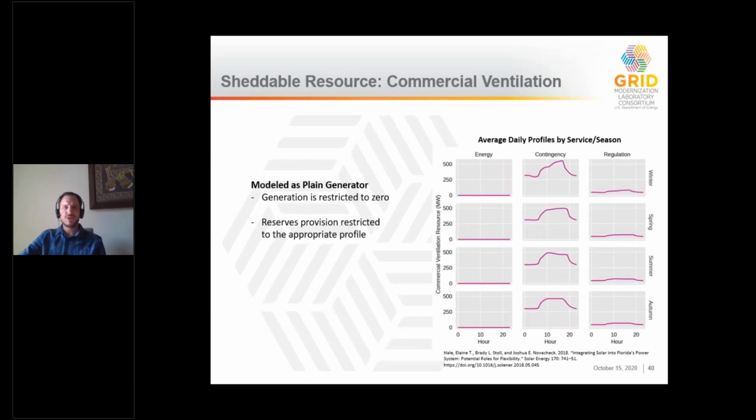And last, we see commercial ventilation as an example of a sheddable resource. The magnitude of service it can provide to the energy market is 0 in all cases because its generation is restricted to 0. And this is because the dispatch of the resource corresponds to an absolute loss in service. And as such, we assume that it would only be used to provide contingency service for only a very small number of hours per year. Next.